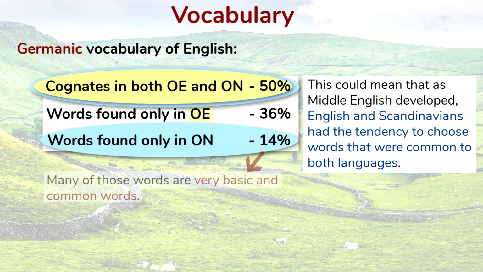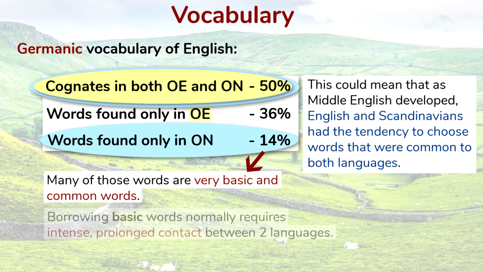And while 14% may seem like a fairly low number, a lot of those words are very basic and common words. That's important because when a language borrows vocabulary from another one, it usually borrows words that are more advanced or more literary, or words for concepts that couldn't be expressed in the language before. Borrowing basic words usually requires an intense, prolonged period of contact between the two languages.